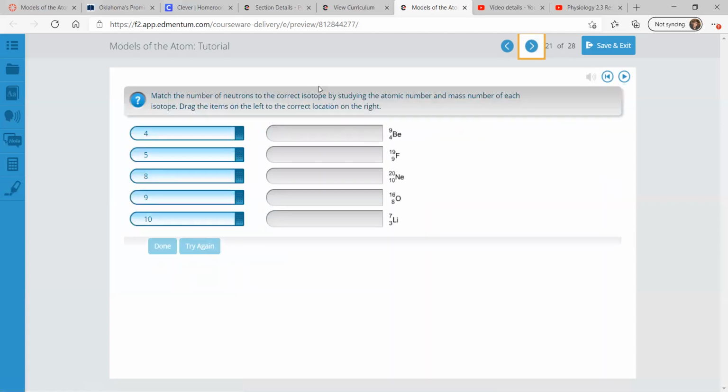Now we're going to try to match the number of neutrons to the correct isotope by studying the atomic number and mass number of each isotope. Drag the items on the left to the correct location on the right. So we have the mass 9, number of protons 4, 9 minus 4 equals 5. That's the number of neutrons there. Then we have 19 minus 9. That'll be 10 neutrons. 20 minus 10.